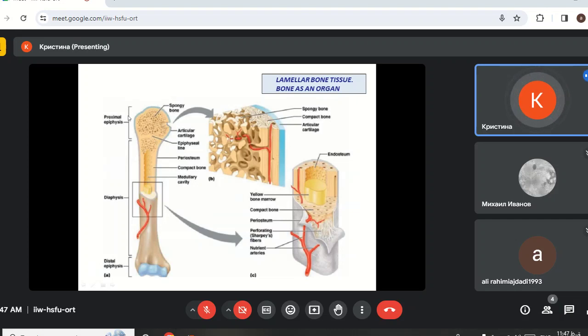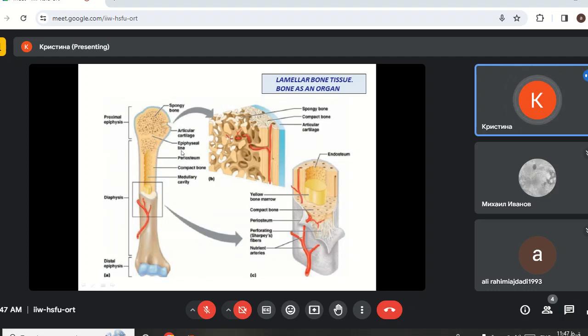And if we look at the epiphysis of the bone, we can see that it mainly consists of the spongy bone matter, but also some compact bone matter is present. Both spongy and compact bone matter are made up of the lamellar bone tissue. The bone is covered from outside with the periosteum.